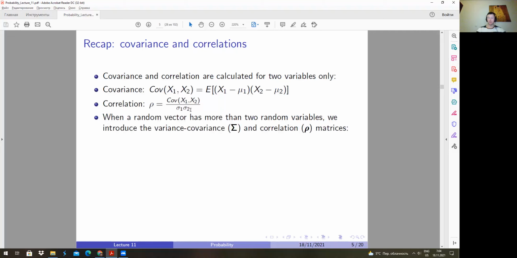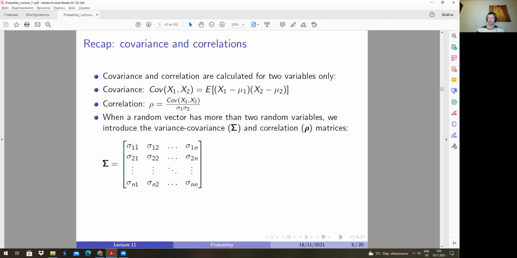Now, what can we do if we have several random variables? When a random vector has more than 2 random variables, we introduce the variance-covariance and correlation matrices. So there are going to be matrices. One is defined as this bold sigma, and another one is usually denoted as bold rho. So how does this look? The variance-covariance matrix looks like this.